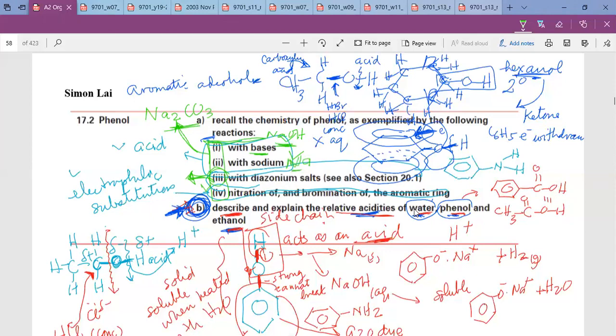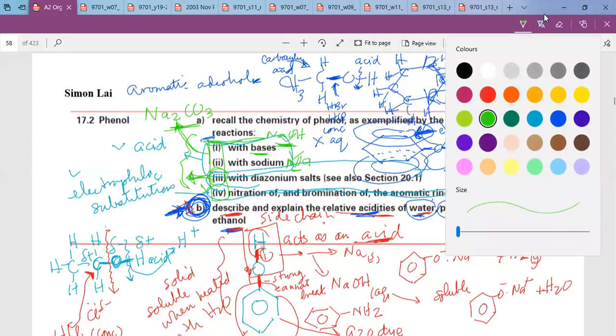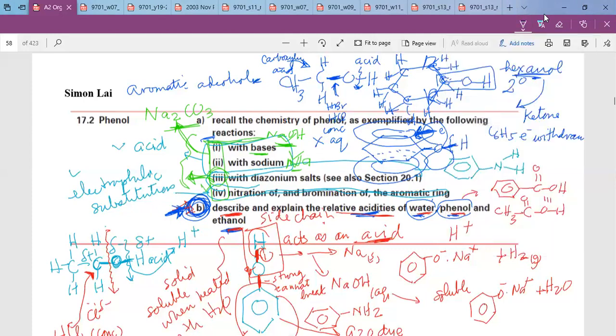Remember, today we'll finish phenols and look at some of the questions, how they were asked. I'll use another color so that you can remember, purple. This one, the diazonium salt, will be much later, not today. Today we'll finish off phenols with all these reactions.